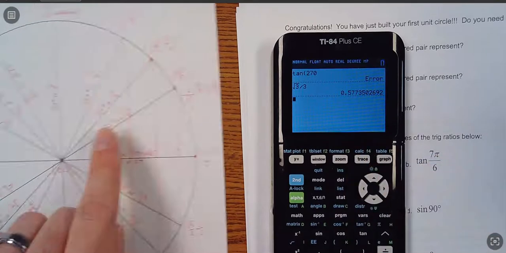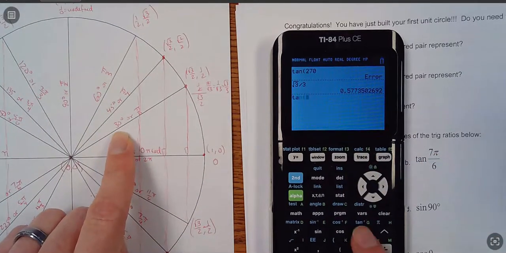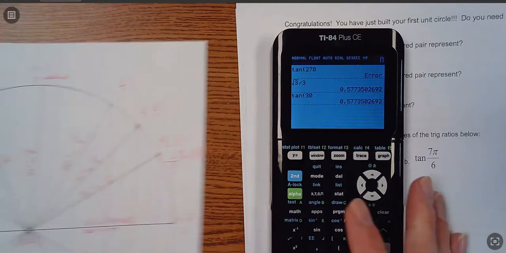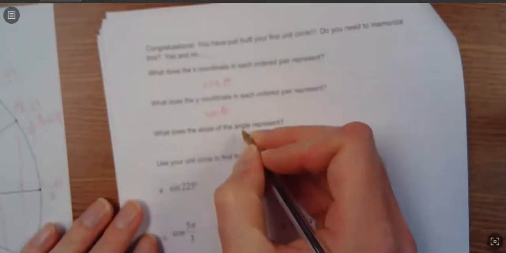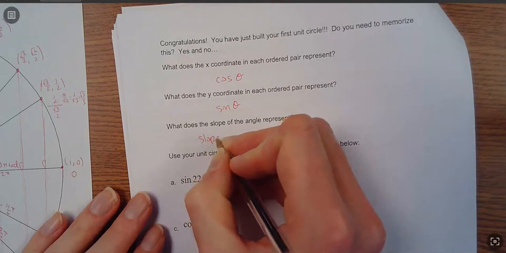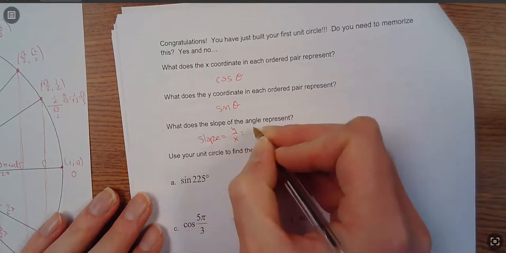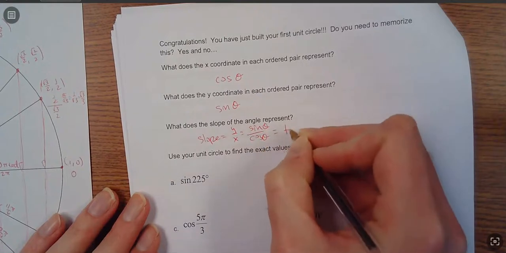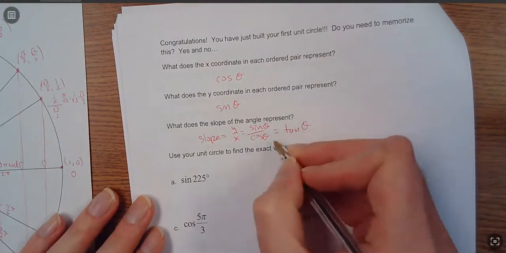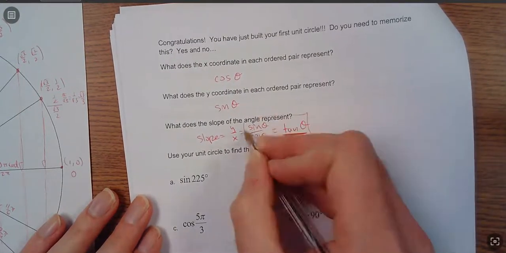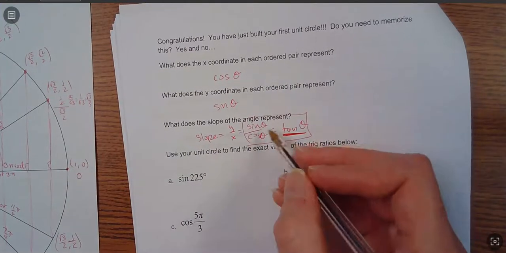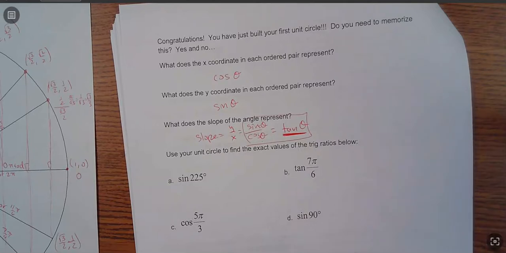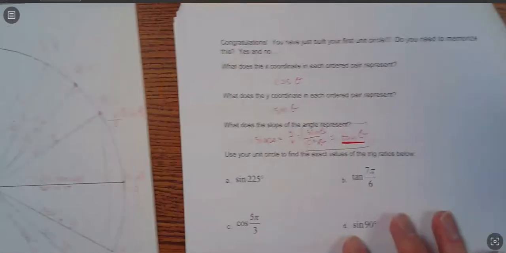Let's try the tangent of that angle. The tangent of 30, it's the same thing. So if you took the y over the x, the slope of this guy, what does the slope of the angle represent? Well, slope equals the y over the x, which equals the sine over the cosine. That happens to equal the tangent. This is always true, by the way. So tangent is the answer. But if you ever wanted the tangent, and you already know the sine and the cosine, you can actually divide those ratios and you'll get the tangent ratio. Okay. So now, how do we use this?